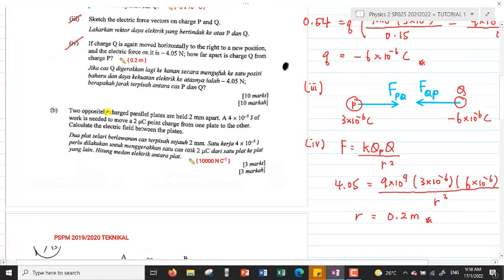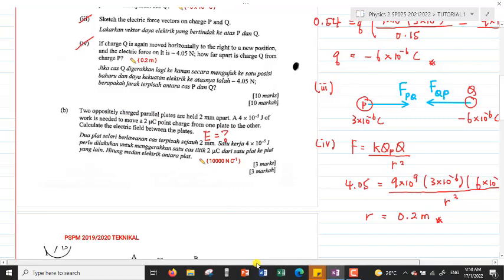A positively charged parallel plates are held 2 mm apart. A 4 to the power of negative 5 joule of work is needed to move a 2 microcoulomb point charge from one plate to the other. Calculate the electric field between the plates. So kita nak cari E in between the two charged parallel plates. Okay, so I visualize the problem.